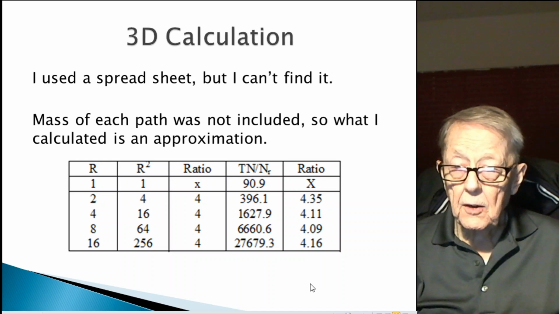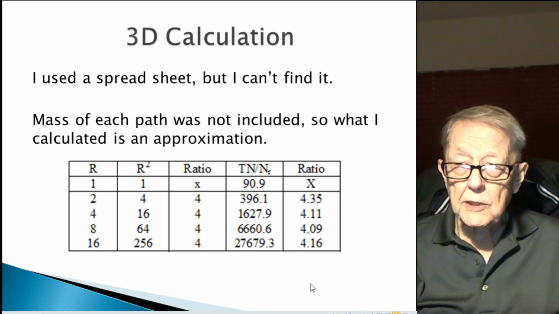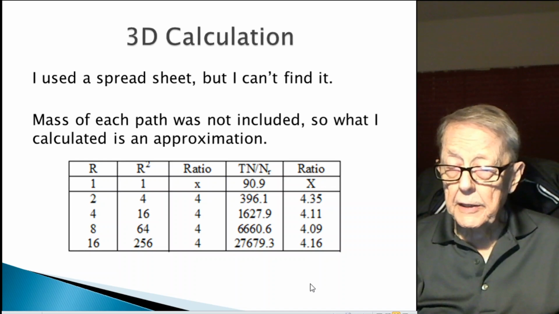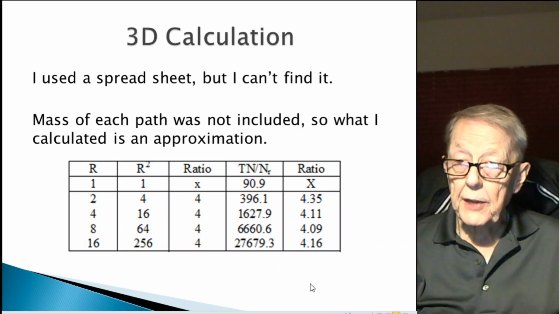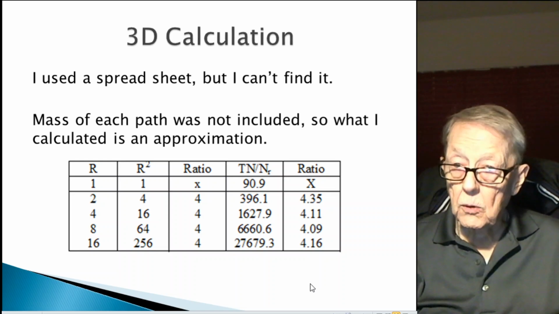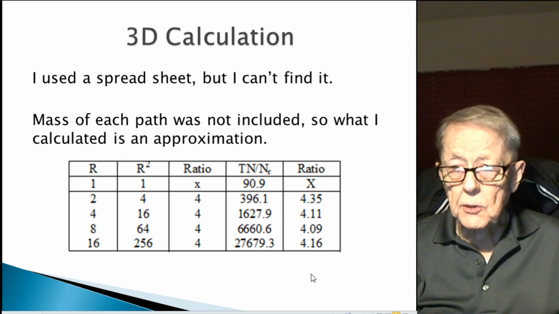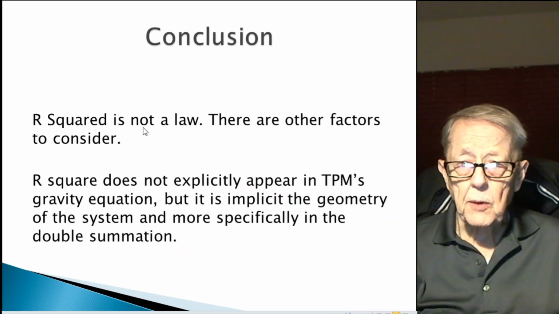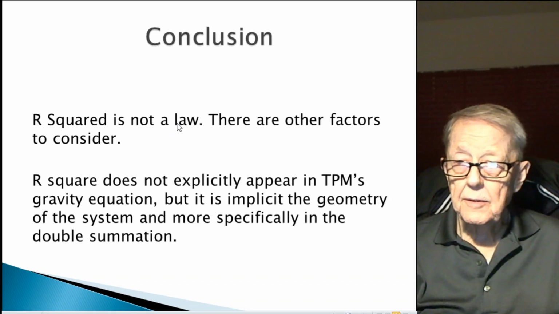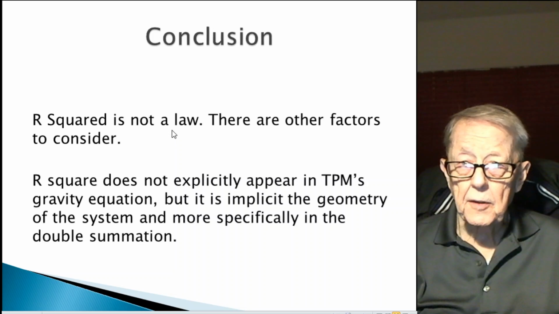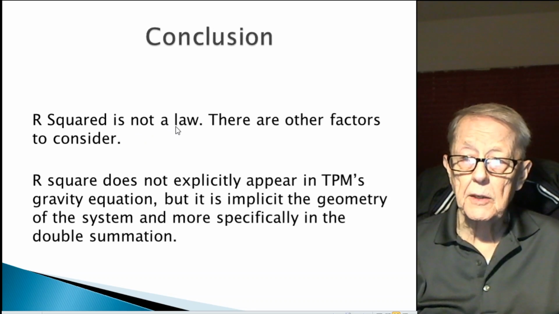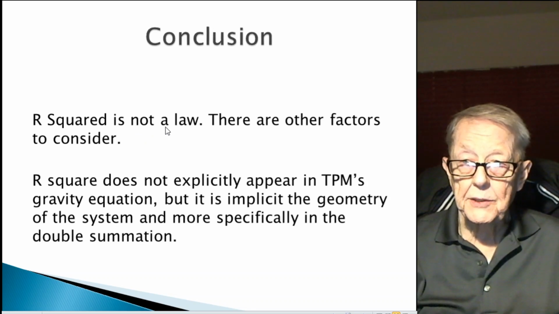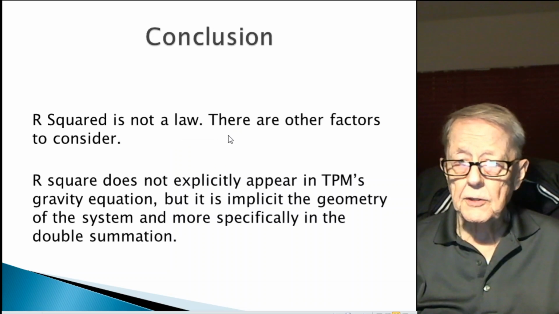Why was it valid at long distance? Because Kepler's equations that Newton used to develop his equation for gravity were based on the orbits of the planets. Those are large distances, and in that case, r squared probably works quite well. So my conclusion is r squared is not a law. Nature doesn't obey these things. There are other factors to consider. There's generally no theory behind these empirical equations. And there are other factors to consider.